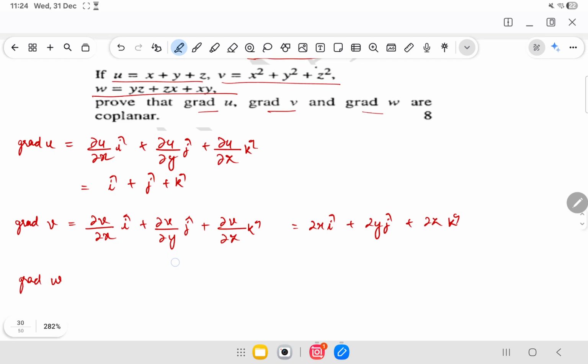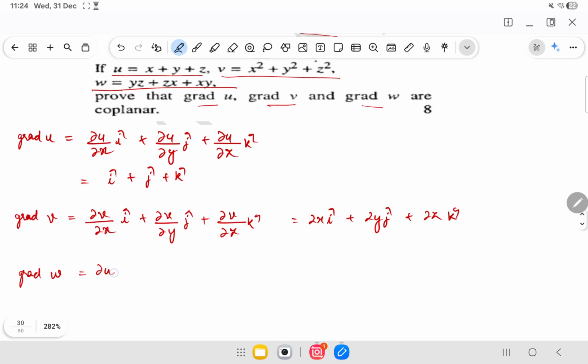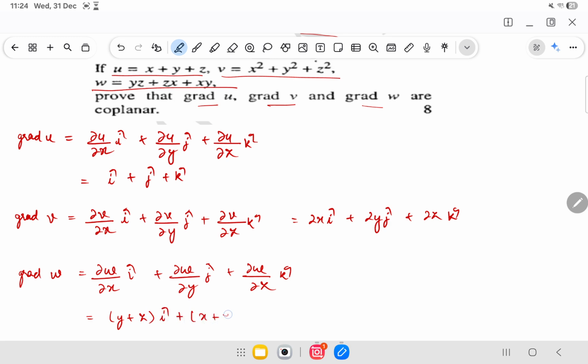Likewise, if I evaluate grad w, that will be equal to del w by del x i cap plus del w by del y j cap plus del w by del z k cap, which simplifies to (y plus z) i cap plus (x plus z) j cap plus (x plus y) k cap.